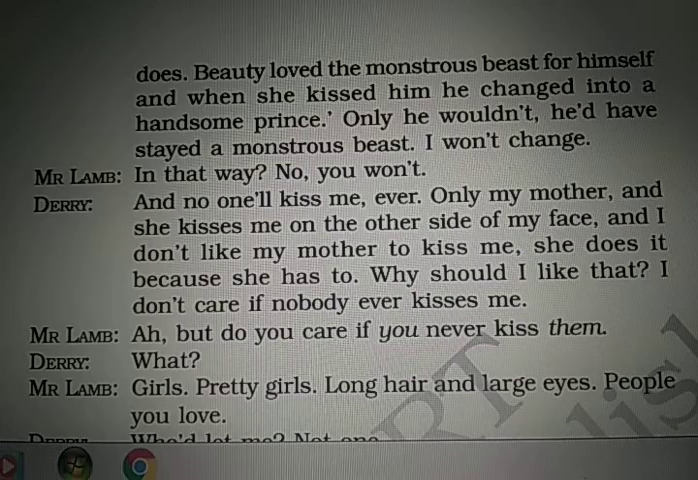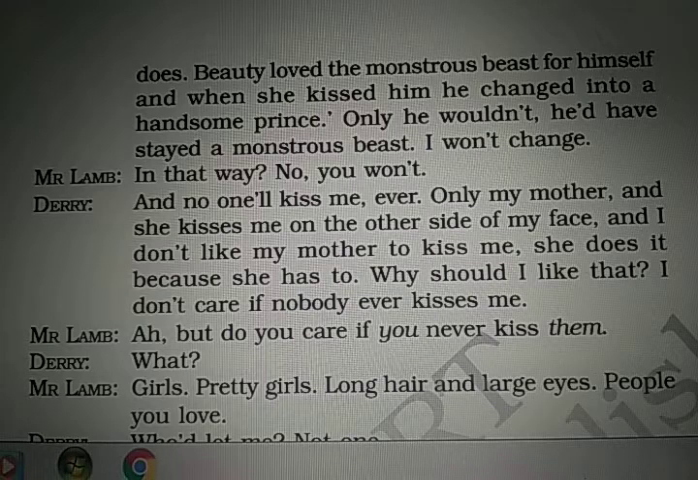I won't change. Mr. Lamb says, in that way, the way you think, in that way it may happen. No, you won't. Exactly, physically you won't change, Daddy. And no one will kiss me. No one will kiss me ever. Only my mother, and she kisses me on the other side of my face, not on the burnt side. I don't like my mother to kiss me. She does it because she has to, because she is my mother, she loves me. Why should I like that? I don't care if nobody ever kisses me.